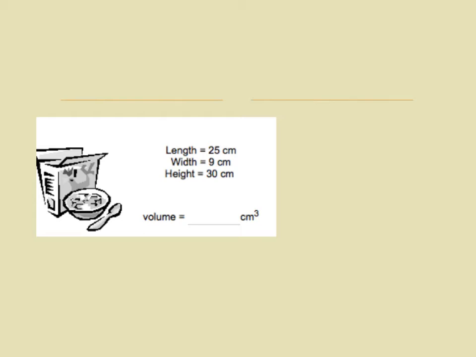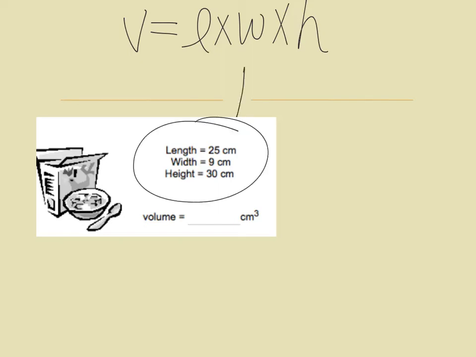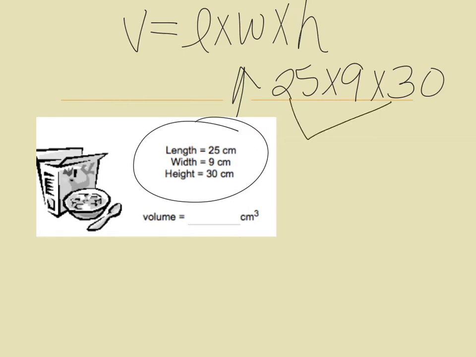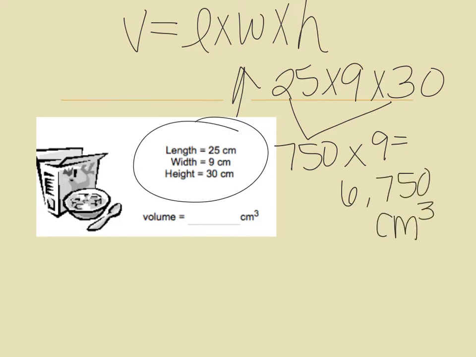Well, we have our handy dandy volume formula, which is length times width times height. And I have my length, width, and height right here. How convenient. Now all I have to do is plug it in. 25 times 9 times 30. All right, so 25 times 30 gives me 750. And 750 times 9 is 6,750 centimeters cubed. That's a lot of cereal.